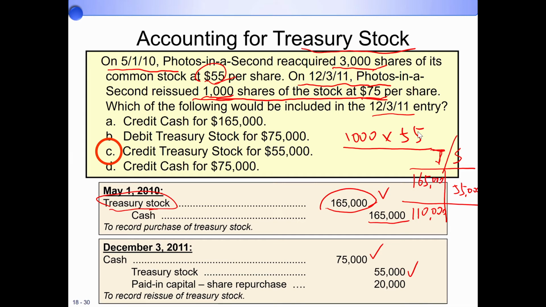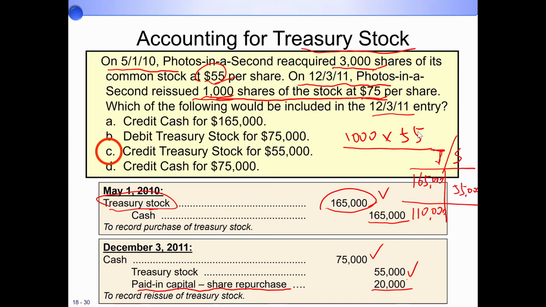Then you can see here we have this paid-in capital share repurchase account again. Why do we have this again? Because look at this situation. We purchased our own shares. We spent $55,000. When you reissue it, when you resell it, you receive 75,000. So we're making money, right? We only spent 55, then when we resell it, we receive 75. You're making a profit of $20,000.